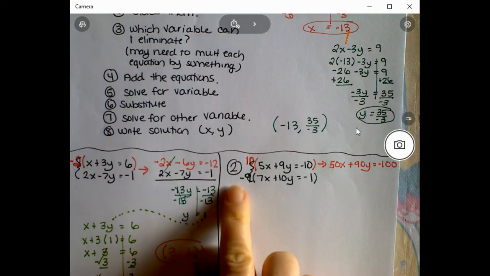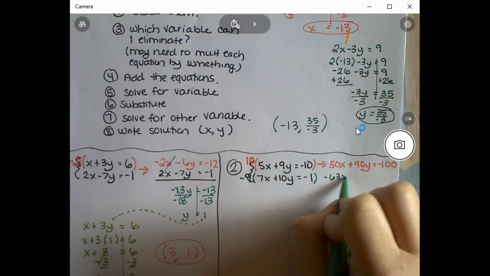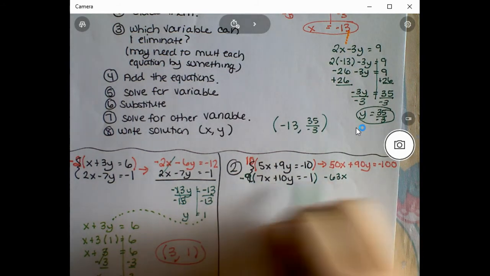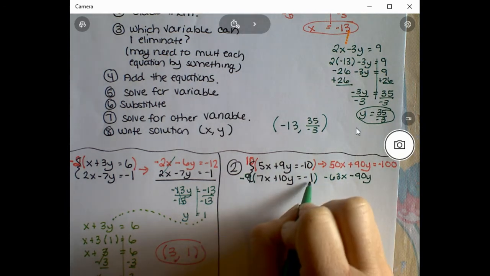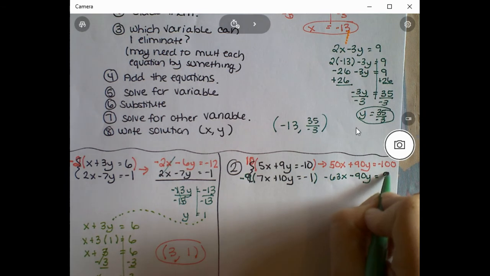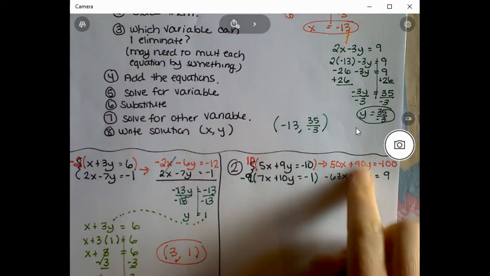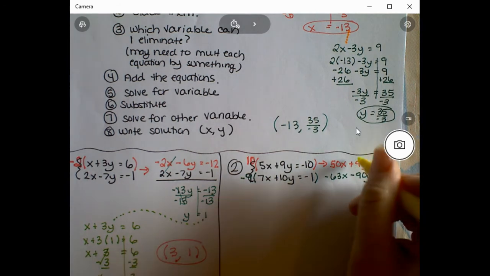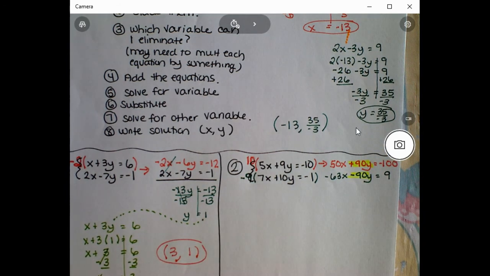Same for the next one. -9 times 7x is -63x. -9 times 10 is -90y. And -9 times -1 is +9. All right, so now you see we have that awesome spot right here where we have +90 and -90, and that's going to help us out.